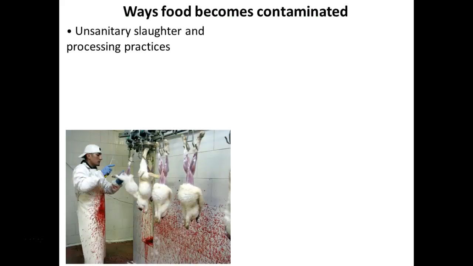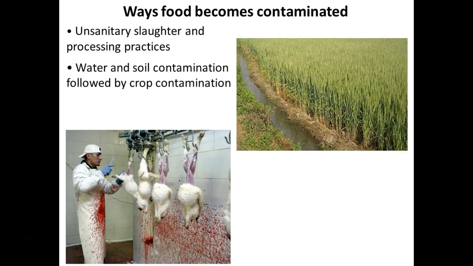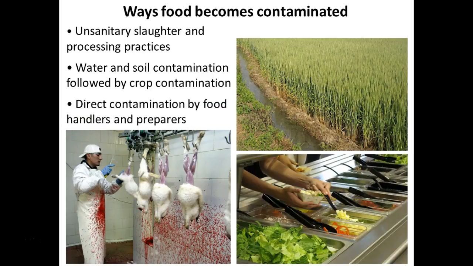So how do foods become contaminated? Unsanitary slaughter and processing practices. I didn't pick that picture. Water and soil contamination, followed by crop contamination. Direct contamination by food handlers and preparers.